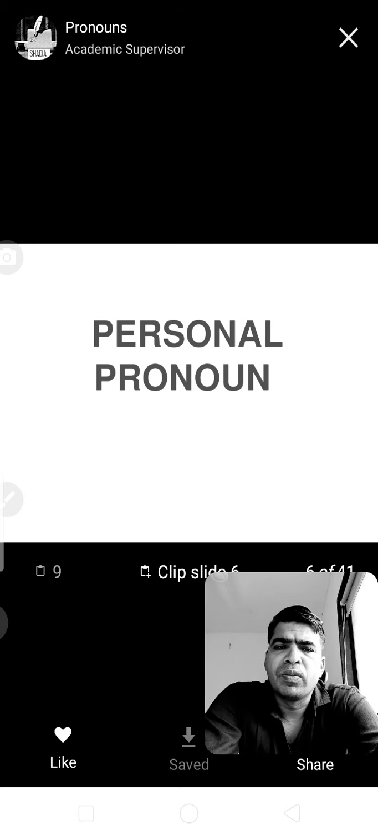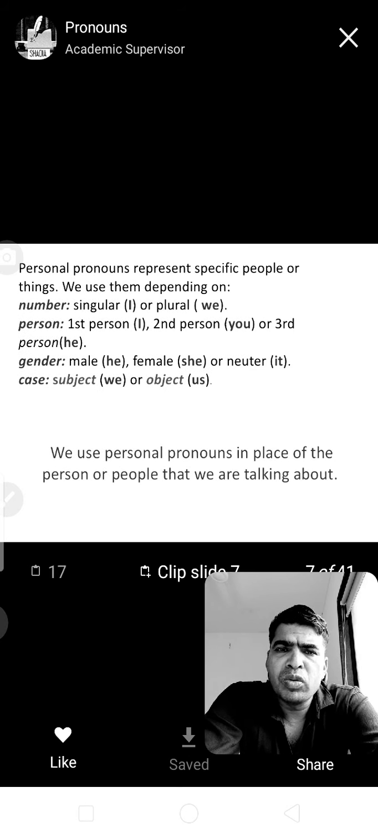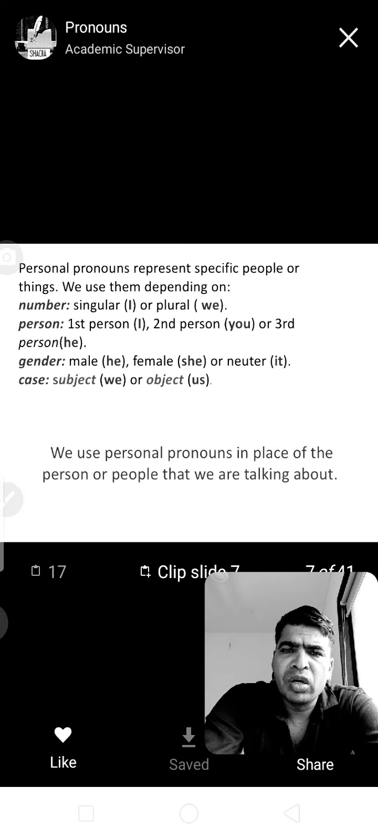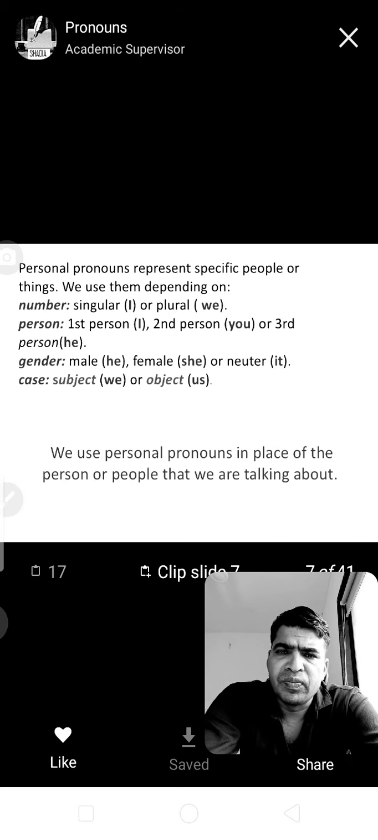Personal pronouns. Personal pronouns represent specific people or things. We use them depending on number, that is singular or plural. For example, I is singular and we is plural. First person, that is I, second person you, or third person he and she. Gender, male may be he, female she, or neuter it. Case, subject, that is we, or object us. So we can use them in different contexts. We use a personal pronoun in place of the person or people that we are talking about.